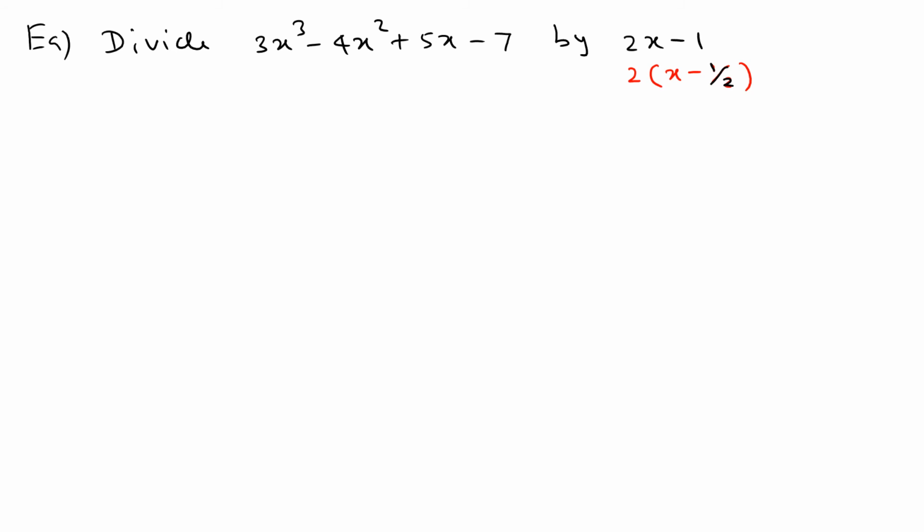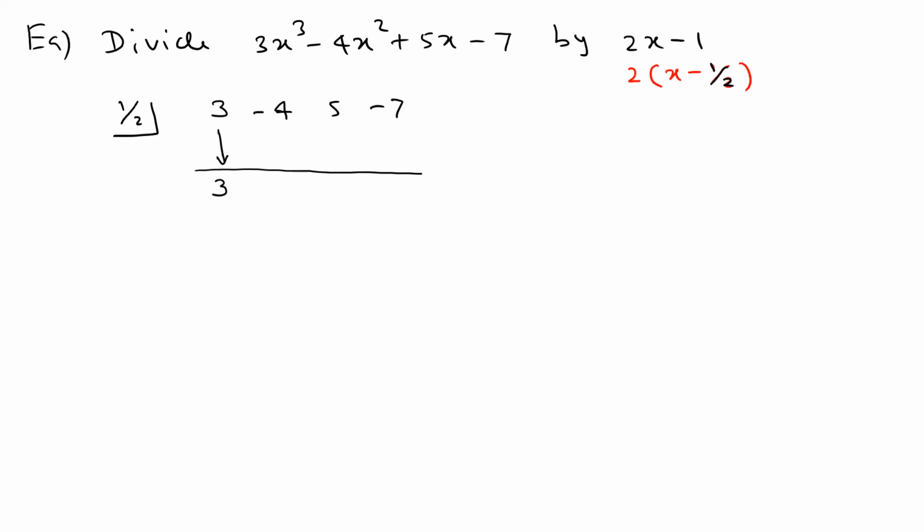So we do the same way as we did before. So we can start with 3, negative 4, 5 and negative 7. We have all the numbers now. So the number that you're dealing with is 1 half. Same trick. Copy the number down.